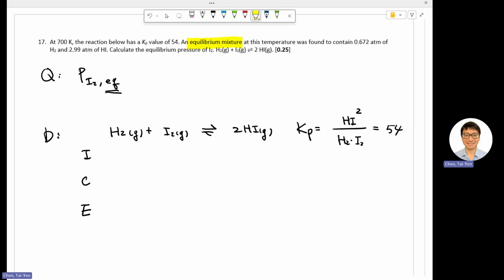Okay, therefore you know you should put 0.672 for your H2, 2.99 for your HI, right? What's the thing that you don't have? It's the pressure of I2, right? At equilibrium. And that is actually the thing you're trying to solve. Okay, therefore you can put X over here.